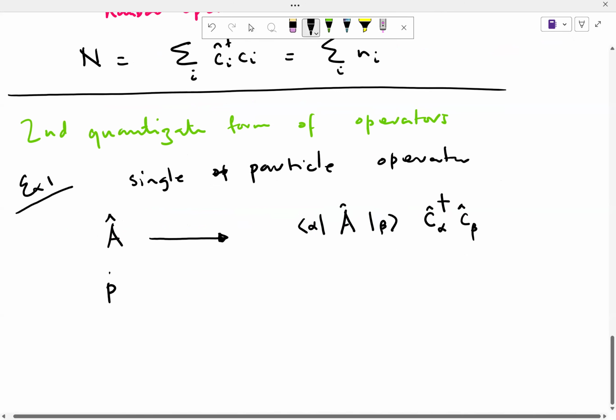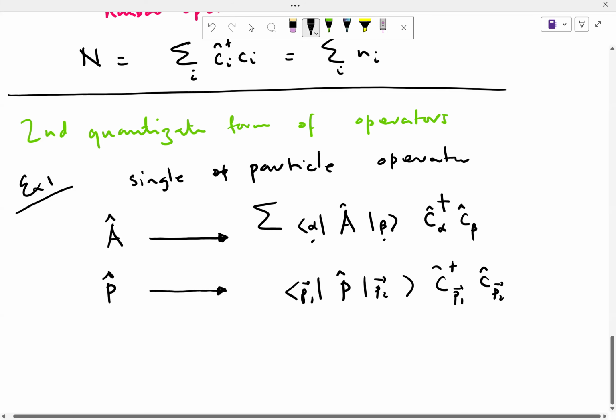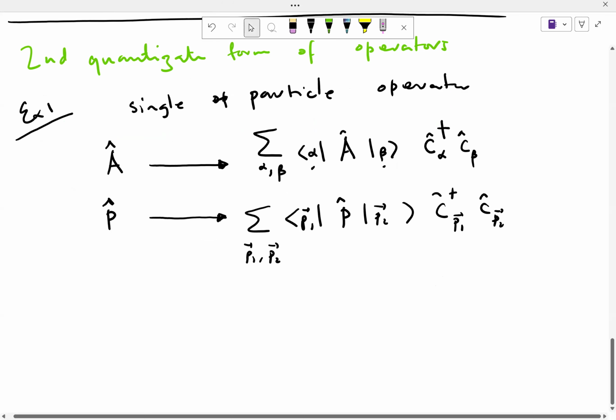Suppose I have the momentum operator and I want to find the second quantization form of this operator. I can choose the two states, alpha and beta, to be momentum eigenstates. So I take the momentum operator and sandwich it between two momentum states, P1 and P2, and put CP1 dagger, CP2. By the way, this is a sum over alpha beta, that is, a sum over P1, P2. This is the second quantization form of the momentum operator.